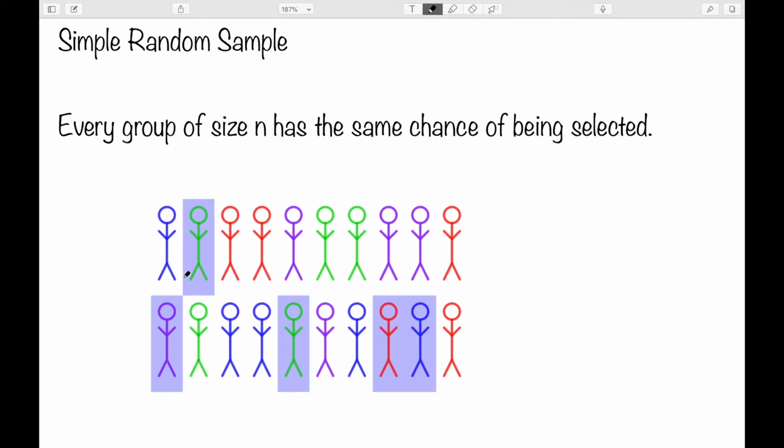Here's a diagram that helps us see this. Here we have a total of 20 people, and we took a simple random sample of 5, and we got these random 5 people.